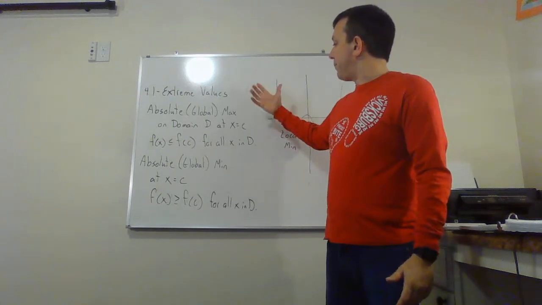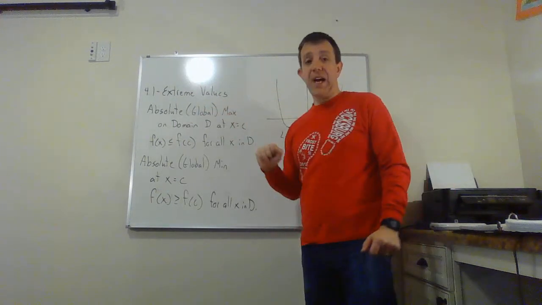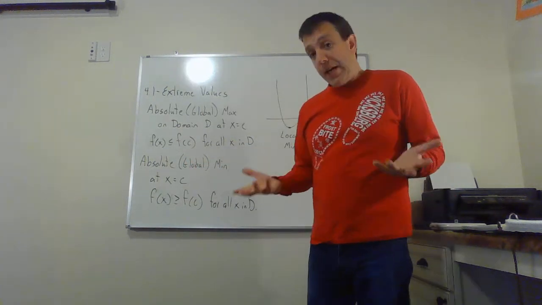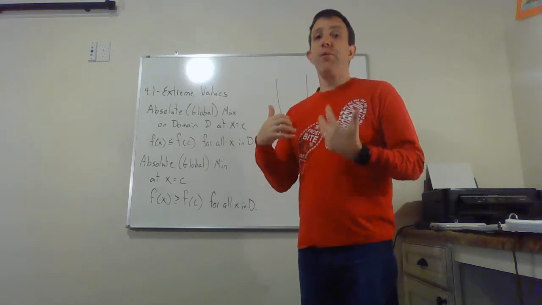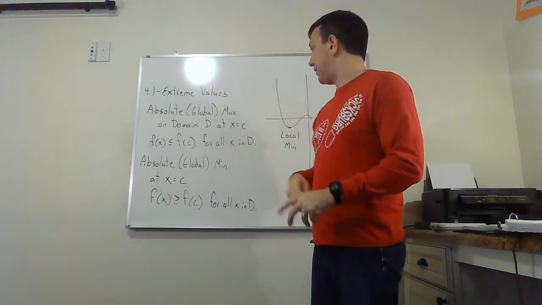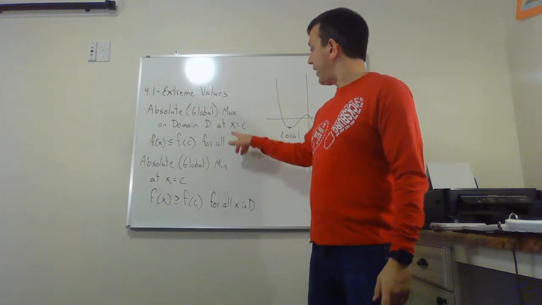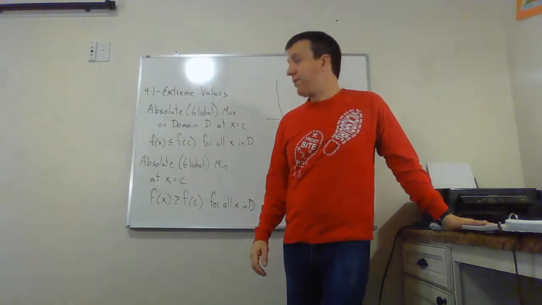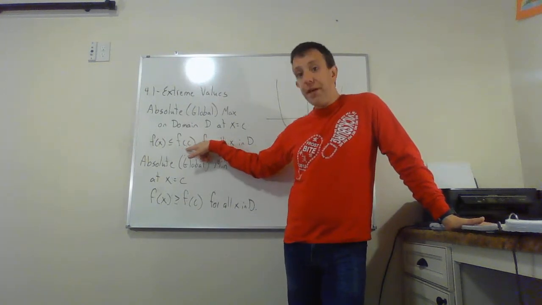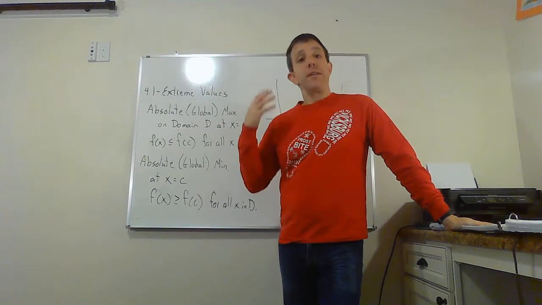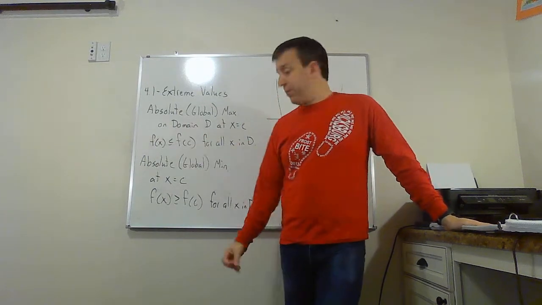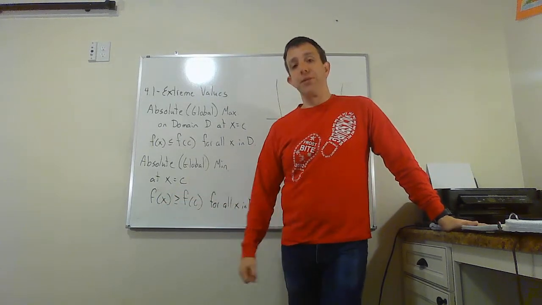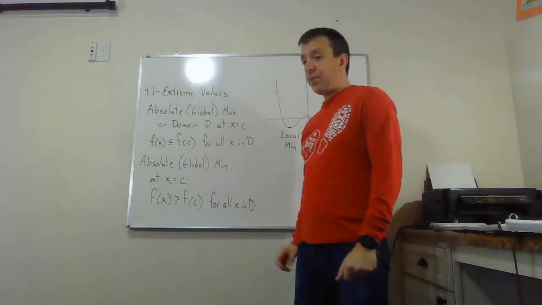An absolute or global maximum, and an absolute or global minimum. Those are exactly what they sound like. They are either the biggest or the smallest value that a function takes on its domain D. This happens for a maximum at x equals c if f of x is less than or equal to f of c for all x in D. So that y value that you get out if you plug in c is the biggest, right? Everything else is smaller or equal to it. And turn it around for a min, f of x would have to be greater than or equal to f of c for all x in the domain.